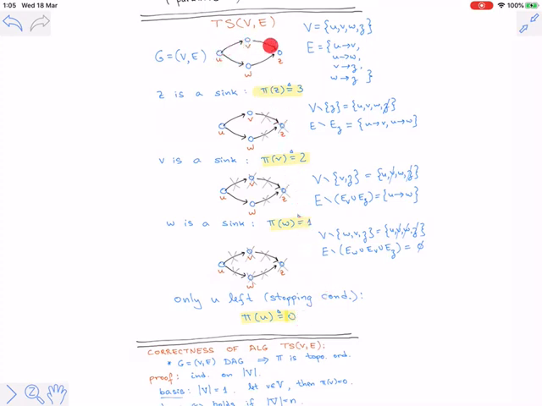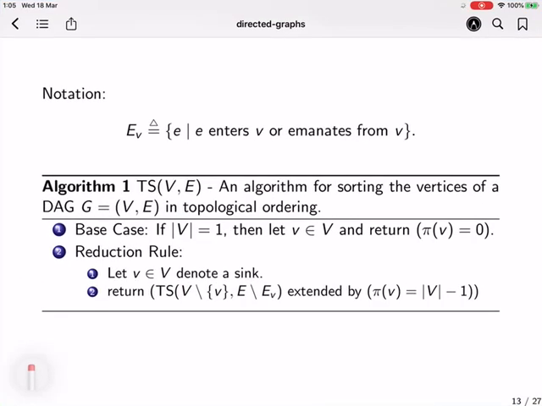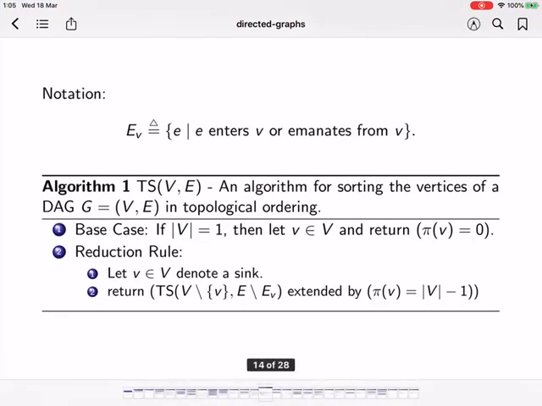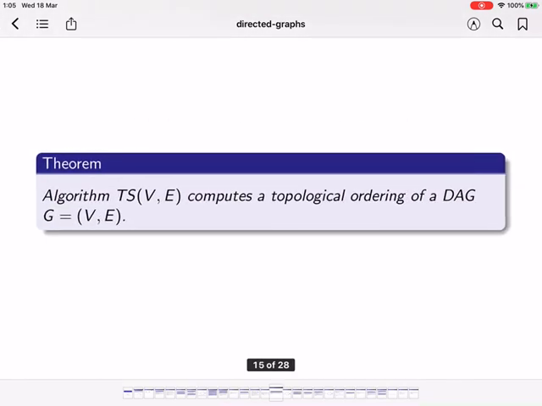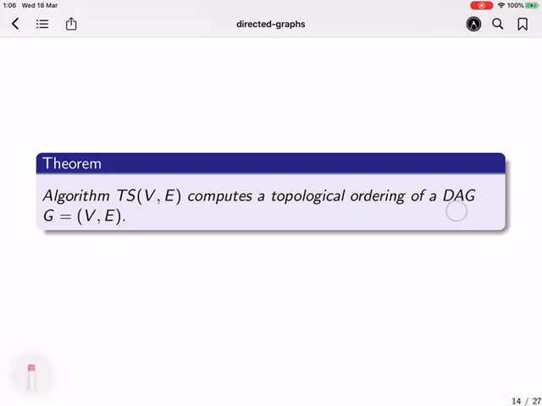Notice that all the edges go to the right, go from a low index to a high index. For example, the edge from v to z goes from index 2 to index 3. Now, I hope you understood by now what algorithm TS does. We want to prove that it is correct. Namely, if we input a DAG, then the output of the algorithm is a valid topological ordering of the vertices of the DAG.